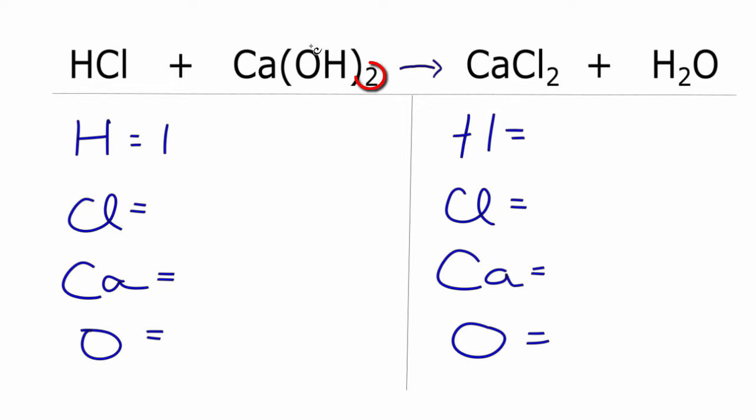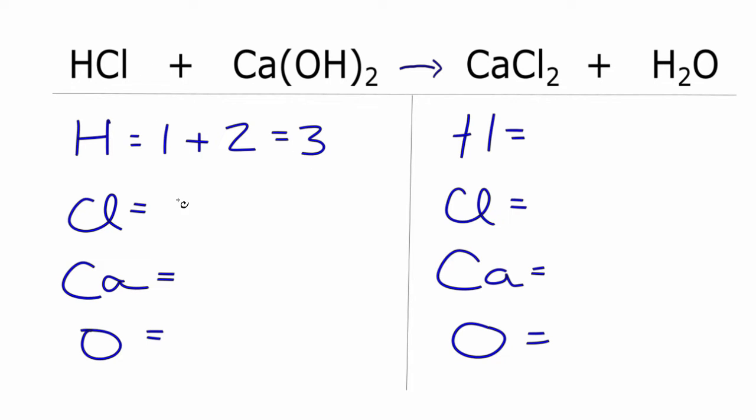This 2 here is distributed across everything in the parentheses. So that means I have the 1 oxygen times the 2. So there's 2 oxygens. I have 1 hydrogen times the 2 hydrogens. So I have my 1 hydrogen here plus my 1 times 2, my 2 hydrogens there. So I have 3 hydrogens.